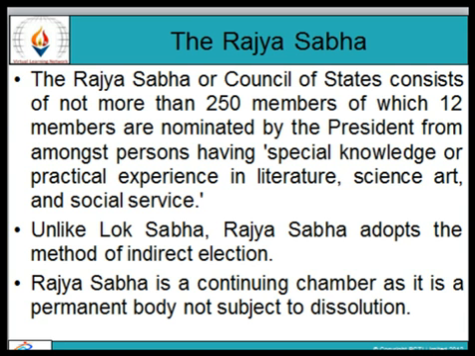Coming towards the Rajya Sabha. The Rajya Sabha or Council of States consists of not more than 250 members, of which 12 members are nominated by the President from amongst persons having special knowledge or practical experience in literature, science, arts and social services. Unlike Lok Sabha, Rajya Sabha adopts the method of indirect election. Rajya Sabha is a continuing chamber as it is a permanent body not subject to dissolution.